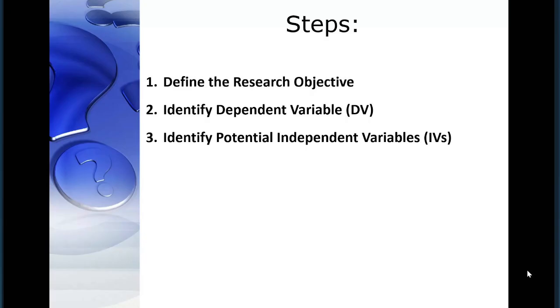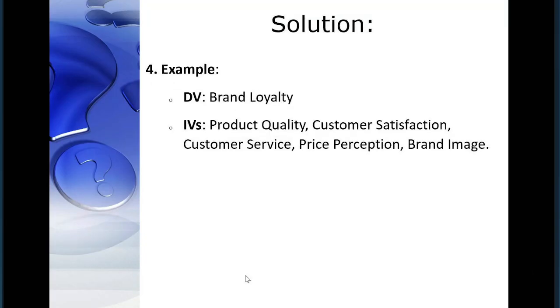Now, the solution could be, as I have just mentioned, by identifying the DVs and IVs, the researchers can structure questions around how each IV affects the DV. For instance, questions about customer satisfaction might indicate whether it significantly influences brand loyalty.